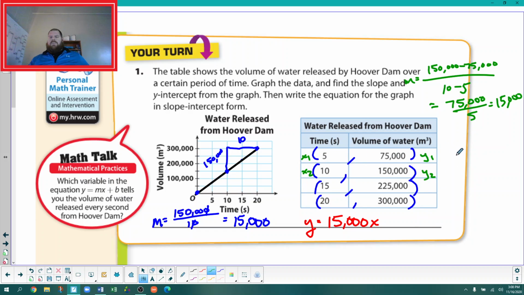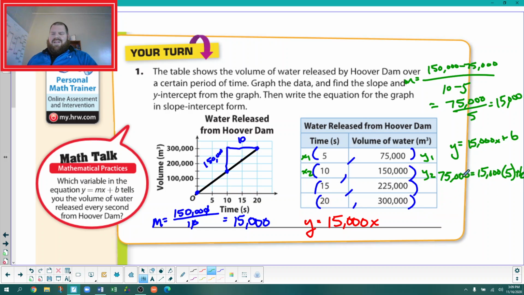I could plug in any of those points. If I plug in that first point, just because the numbers are the smallest, we have 15,000 plus b. We think that we should find our b to be 0, but let's double check that. So if I plug in y as 75,000 equals 15,000 times 5 plus my b that I'm just going to skinny in there.